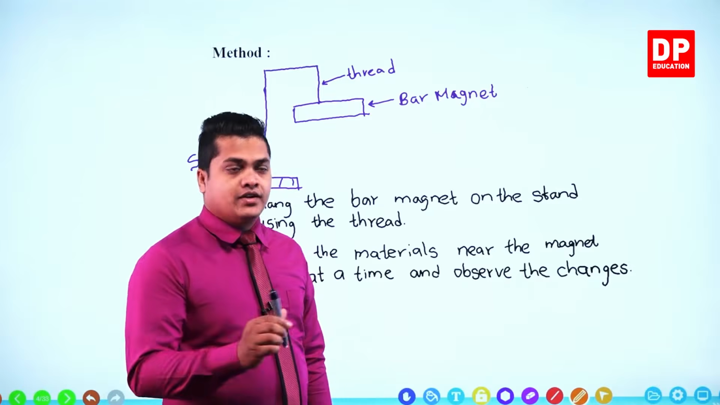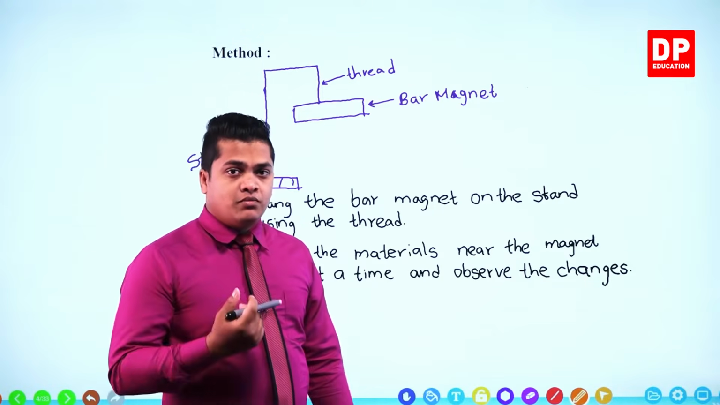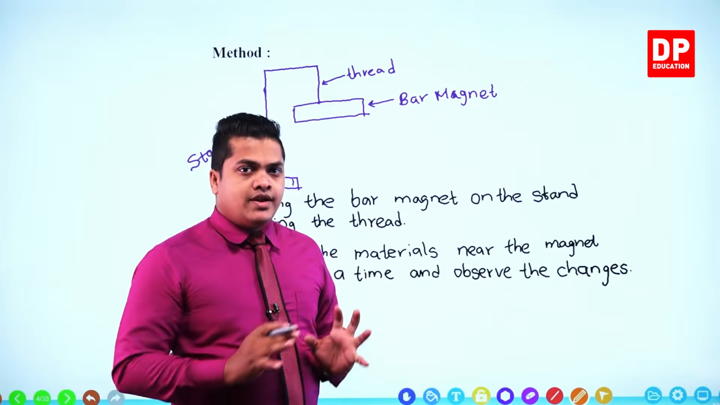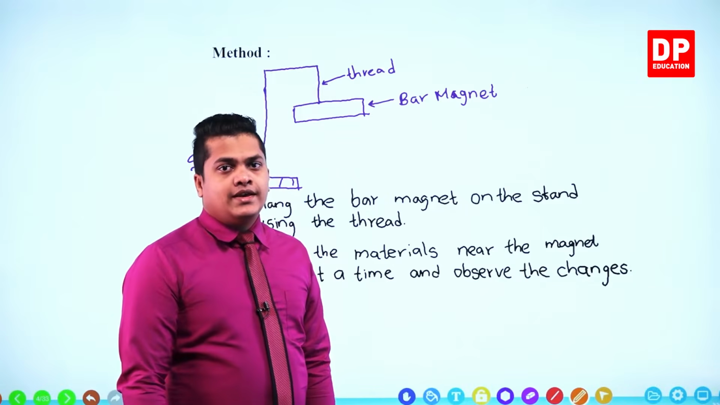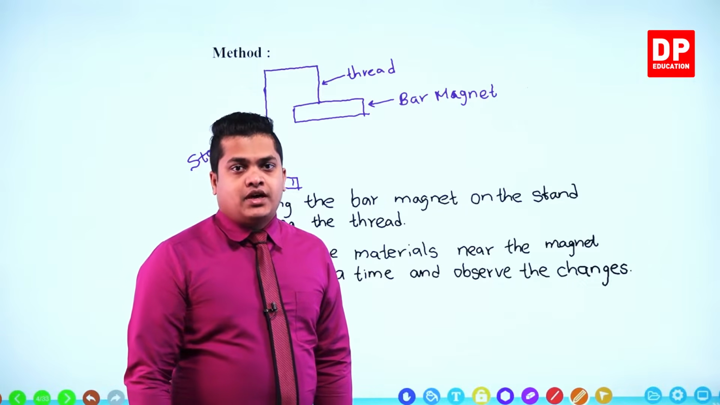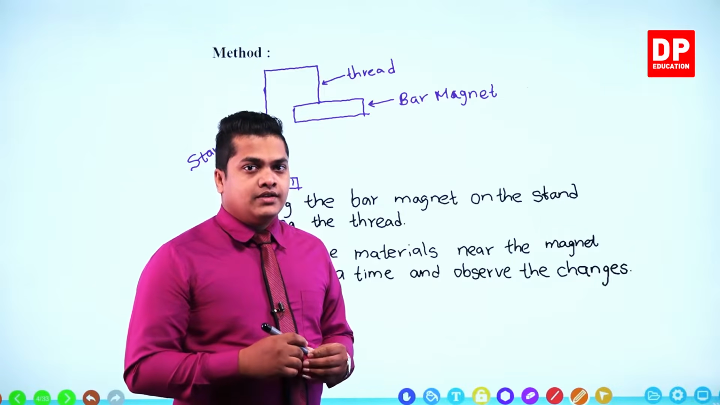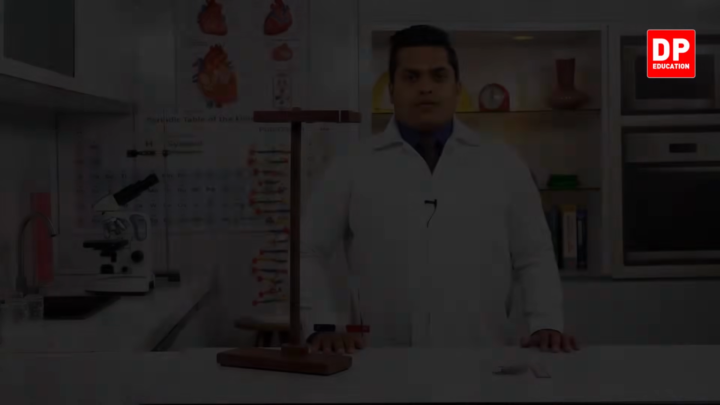So we need to bring one material at a time near the bar magnet. Then we need to observe what kind of change occurs between the magnet and the material that we brought, right? So this is how the experiment is going to be conducted. So we'll move on to the lab to observe what will happen in each of these instances, right, my dear children?